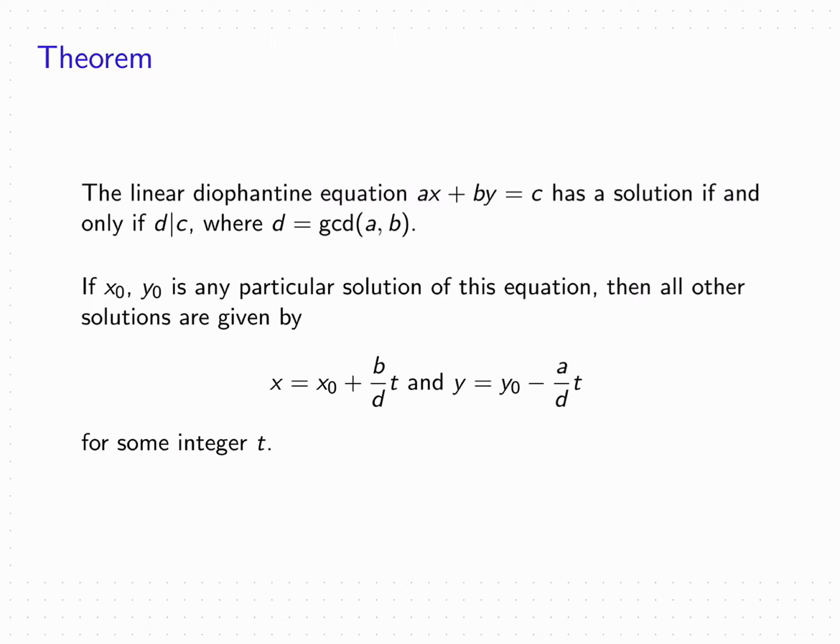As a reminder, here is our theorem about these types of linear Diophantine equations. The linear Diophantine equation ax plus by equals c is going to have a solution if and only if d divides c, where d is the GCD of a and b. So if we do have a solution, say x0, y0, then all other solutions can be found by this parameterization, where we let x be x0 plus b over d times t, and y is y0 minus a over d times t.